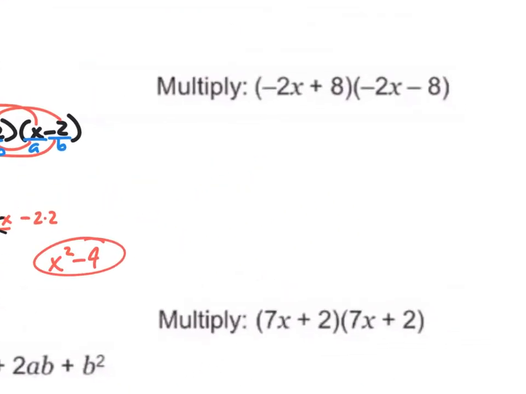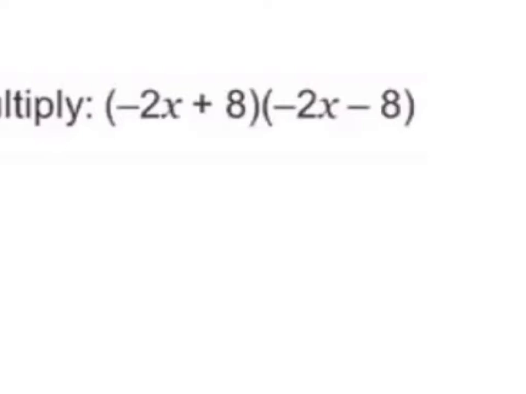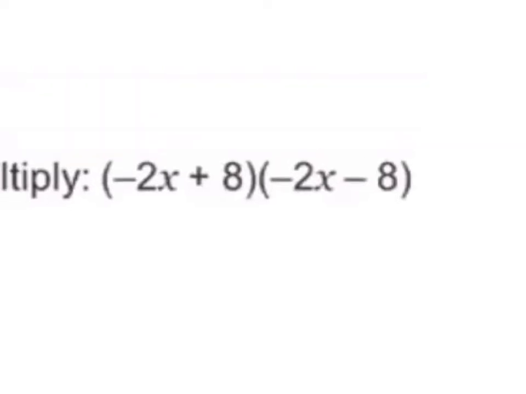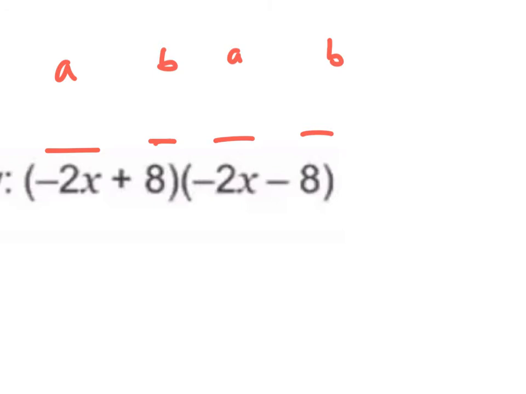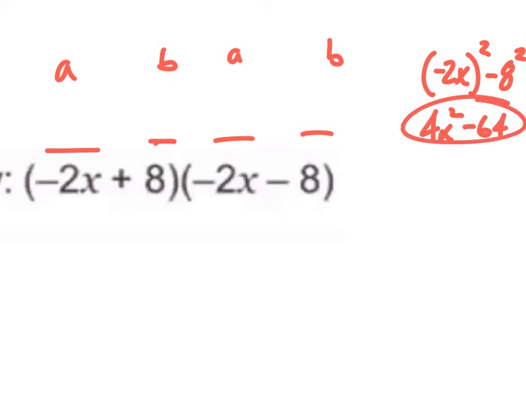Let's look at one that's a little bit more tricky, and let's multiply this out. This value here was my a, so a is equal to negative 2x. This value here is my b. If I take a squared minus b squared, this gives me the quantity negative 2x squared minus 8 squared, and that gives me 4x squared minus 64. So when we multiply this out, we should get 4x squared minus 64.